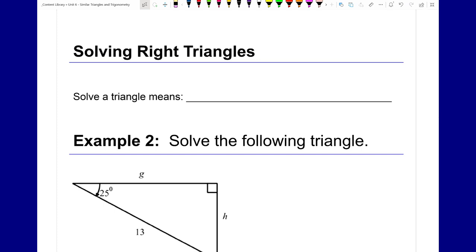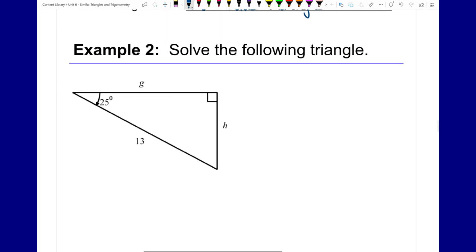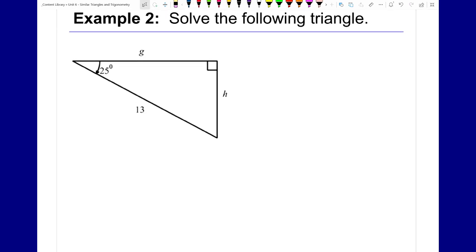Now, in an application question, or just in a question in general, if we're asked to solve a triangle, right, what does that mean? Well, to solve a triangle means to find, I believe we might have talked about this already with similar triangles, all sides and angles. So we want to make sure that we have every measurement for our triangle. So I want to solve this triangle here. I have two missing sides, and I have one missing angle.